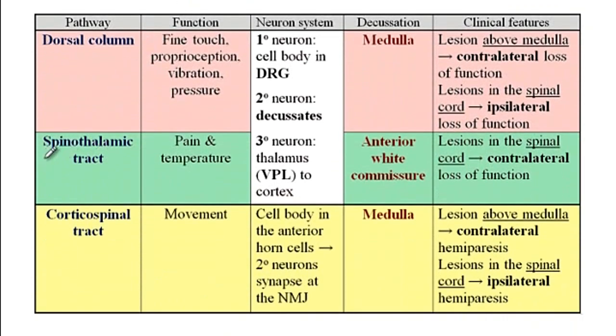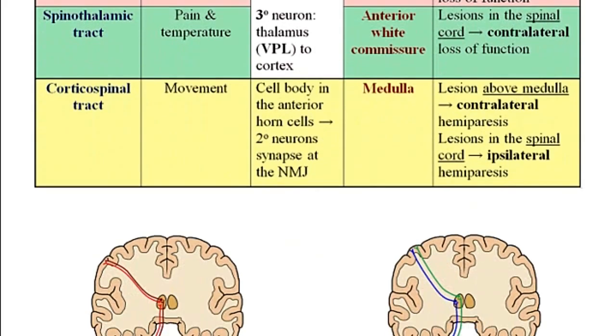So the dorsal column and the spinothalamic tract have three neuron systems. They have primary neurons that have cell body in dorsal root ganglion, secondary neurons that would decussate, and then finally they would go into the ventral posterolateral nucleus of the thalamus, and then after that they would go to the somatosensory cortex. Now the difference is that dorsal column is responsible for the perception of fine touch, proprioception, vibration, as well as pressure, while spinothalamic tract is responsible for the perception of pain and temperature.